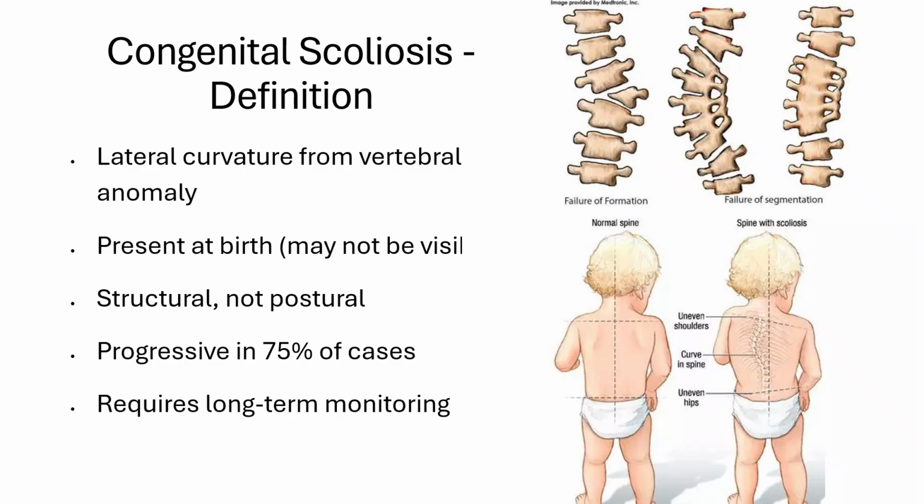The clinical significance lies in understanding that 75% of congenital scoliosis cases will progress over time, making long-term monitoring essential throughout childhood and adolescence. Unlike idiopathic scoliosis, which typically progresses most rapidly during growth spurts, congenital scoliosis can progress steadily throughout development because the underlying structural abnormalities continue to create asymmetric growth patterns. This progressive nature requires vigilance, surveillance, and often early intervention to prevent severe deformity that becomes increasingly difficult to treat as it advances.